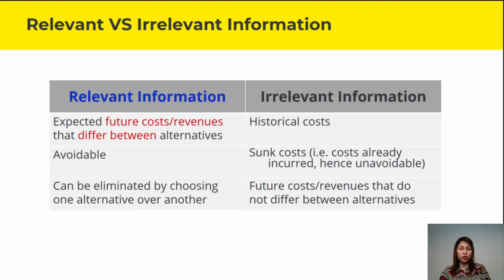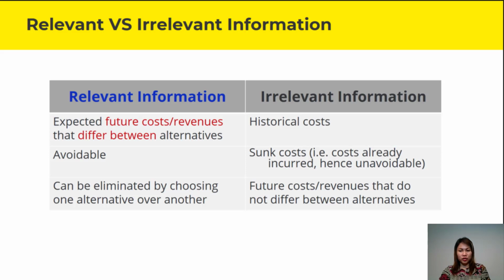Most of these non-routine operational decisions require the use of relevant information. So what are the criteria for relevant information? 2 main criteria. First, it occurs in the future. 2, it will be different between alternatives. Therefore, cost or revenue will be relevant if it happens in the future, and it will be different between the alternatives you have.